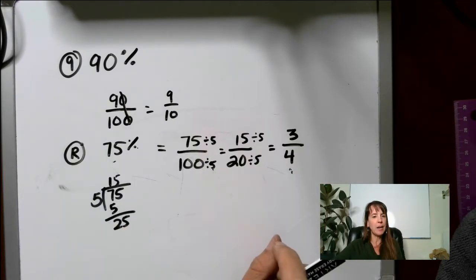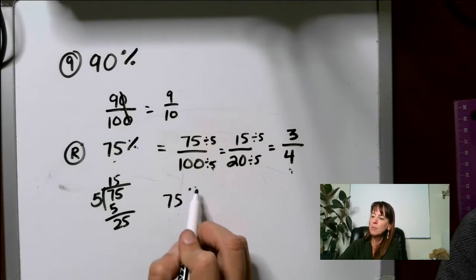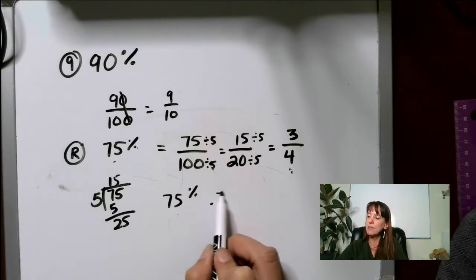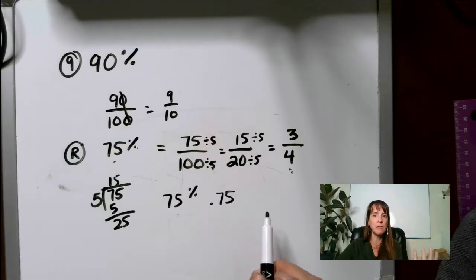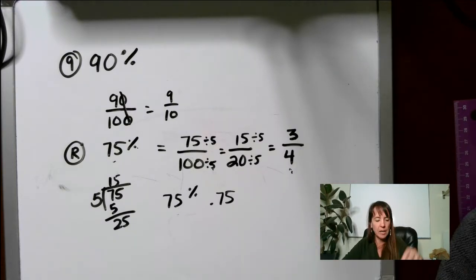And if you think about that, 75% means cents, right? So 75% is the same as 0.75, which is if you had 3/4, you'd have 75 cents, right? 3/4 out of 4 that make $1. That's where I'm getting that from.